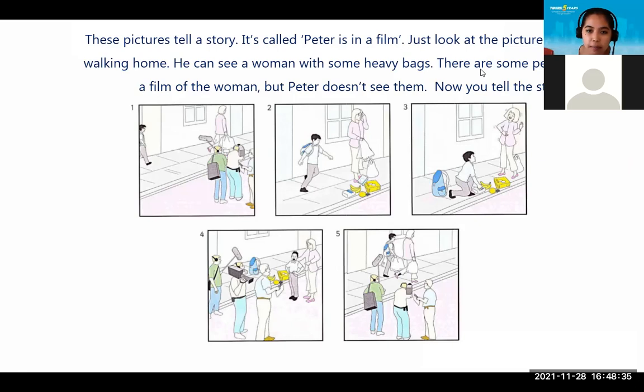So here, this picture tells a story. It is called Peter is in a film. Just look at the picture first. Peter is walking home. He can see a woman with some heavy bags. There are some people making a film of the woman, but Peter doesn't see them. Now you tell the story. Okay, so you make a story out of this picture here. Can you do that? Okay.